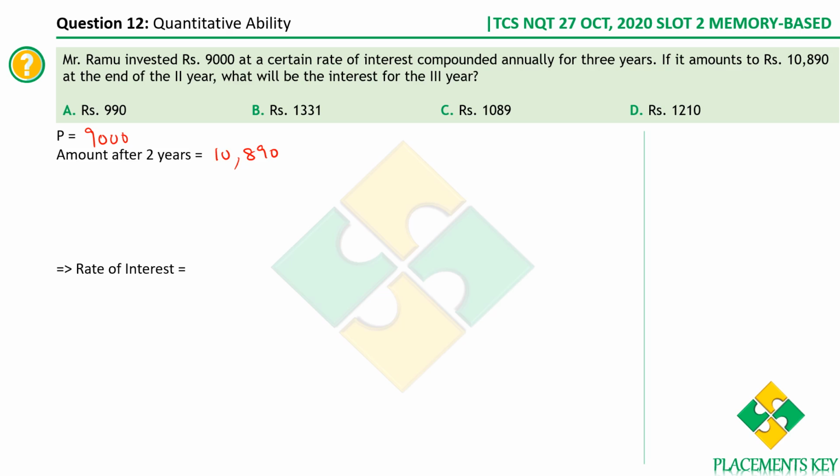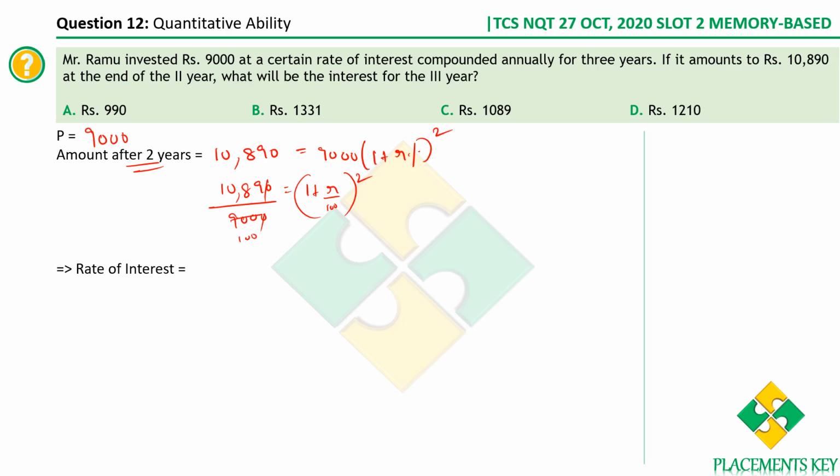So we can use the formula. 10,890, the amount, is equal to the principal, that is 9,000, into (1 plus r%), and it's for 2 years, so whole square. So this is what we have. So 10,890 divided by 9,000 is equal to (1 plus r by 100) whole square. Let's simplify. 0 0 cancel.